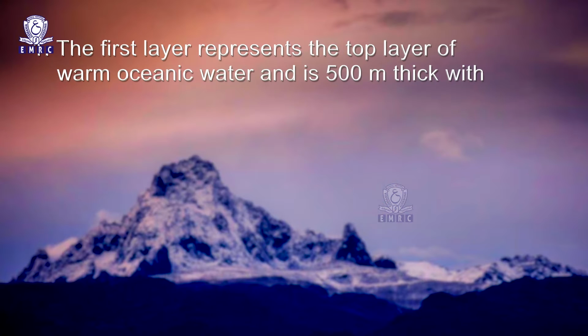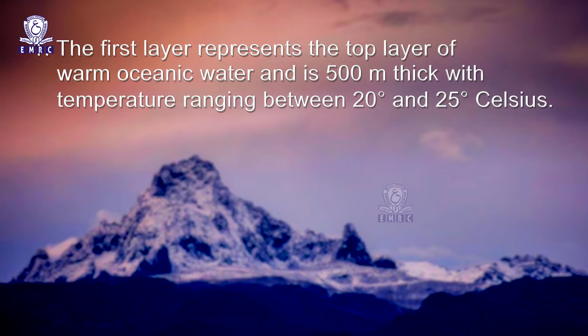With respect to the temperature, there are three layers in the oceans from the surface to the bottom in the tropics, and those are: the first layer represents the top layer of the warm oceanic water and is 500 meters thick with temperature ranging between 20 degrees and 25 degrees Celsius. This layer is present within the tropics throughout the year, but it develops in mid-latitudes only during summer.